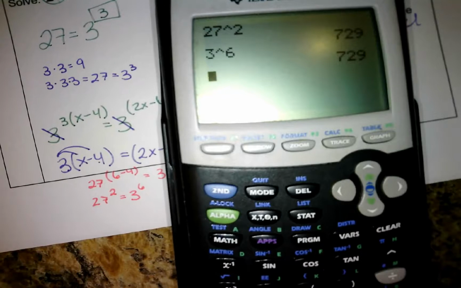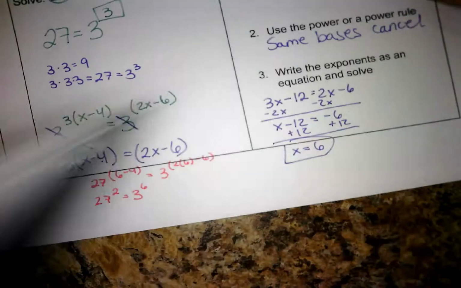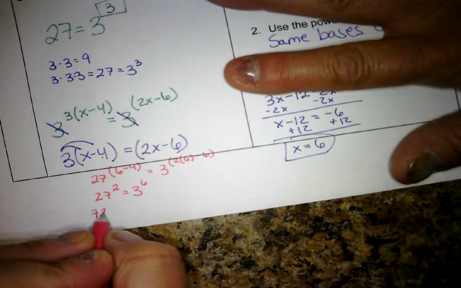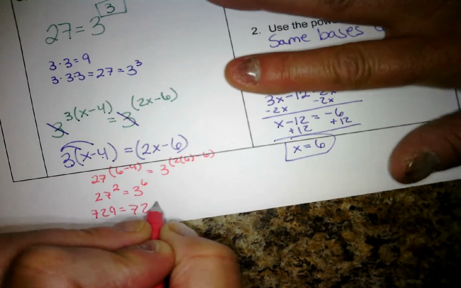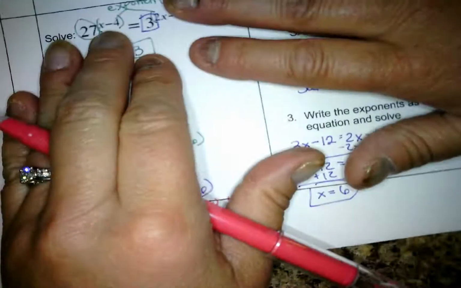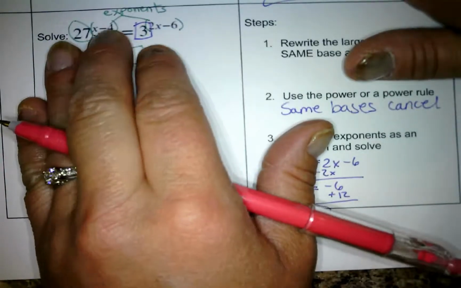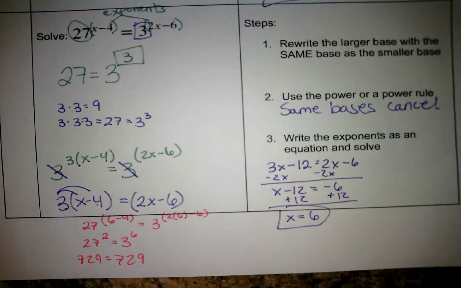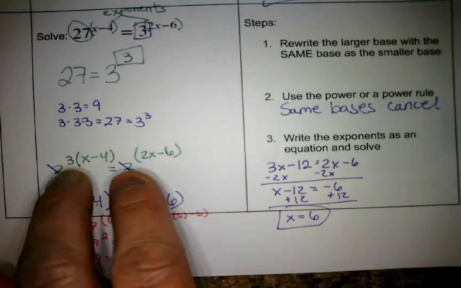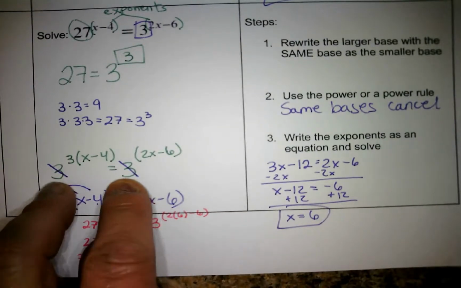But first, I remember I cannot ever solve something when my variables are in the exponents. I can't solve for x or y or z if it's an exponent. I have to get it so that these bases match, because then they will cancel, and then I can solve it just like a normal equation. So x equals 6 is my answer here.